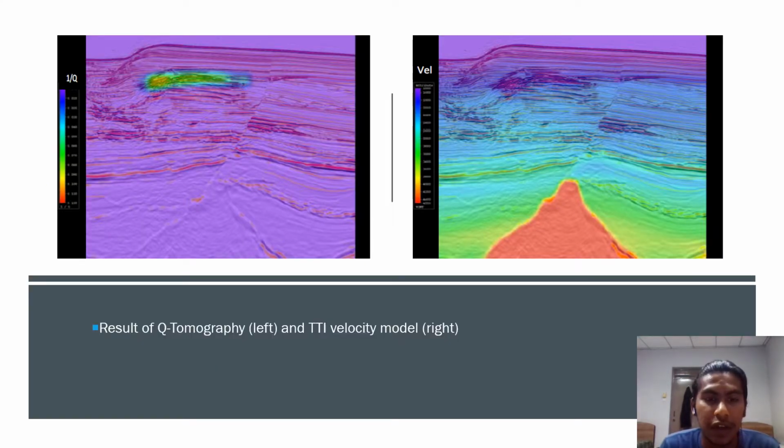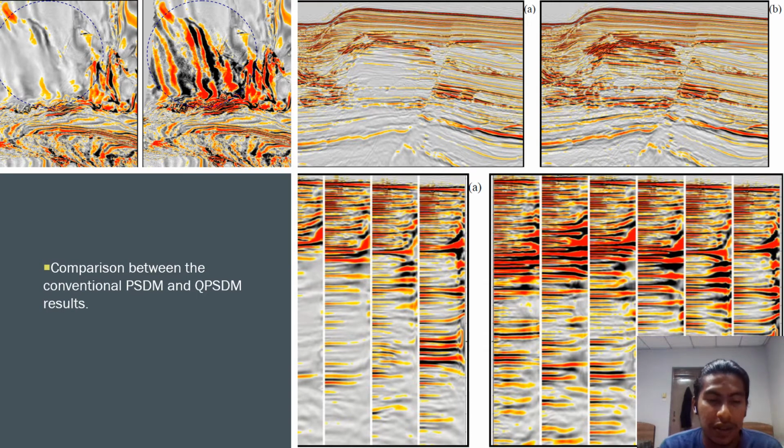So this is the figure of the final Q profile and the final velocity model that was then used in the final QPSDM. These three images are the comparison of the conventional PSDM and the QPSDM result. It can be observed that the amplitude of the events underneath the shallow gas is restored, the wavelet is sharper, the continuity is improved, and the sag in the structure is reduced. More importantly, the CIG gathers are now more reliable for the AVO or DHI analysis, and all of this enables the correct interpretation of the stratigraphy within the hydrocarbon zone.